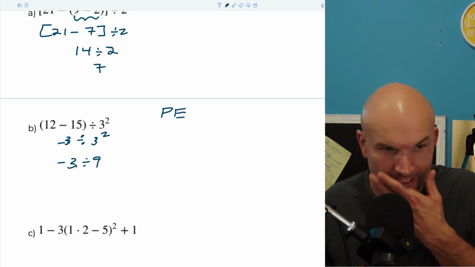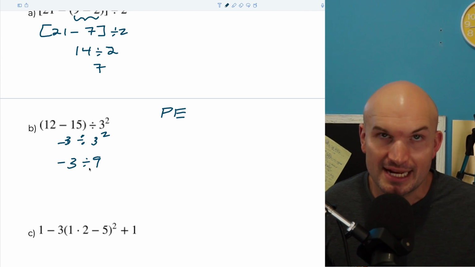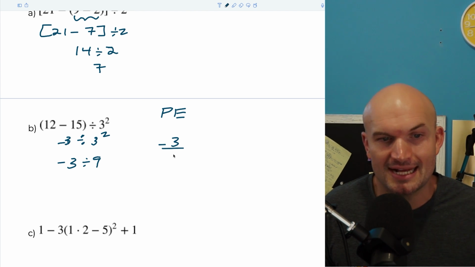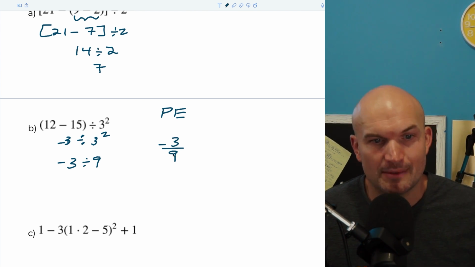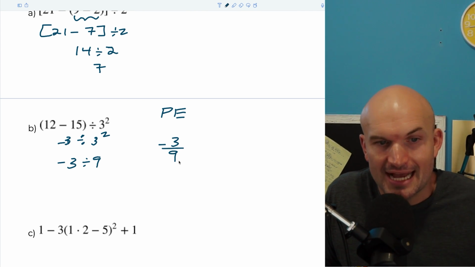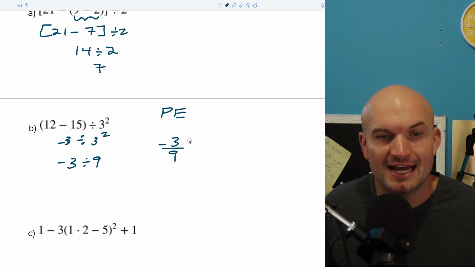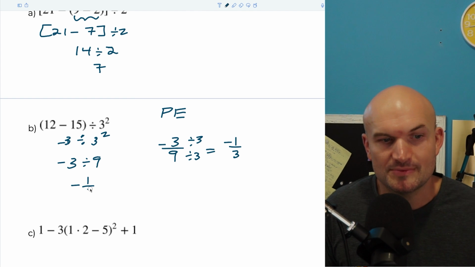Now, a lot of students will get stuck sometimes because they're like, hey, 9 does not evenly divide into negative 3. And you're right, it does not. So what I'd recommend doing is rewriting it as a fraction, with a fraction bar. Now you can say 9 does not divide into negative 3, but I can reduce this answer. I can divide a 3 on the top and on the bottom, and when I do that, I get a negative 1 over 3. So my final answer is negative 1/3.